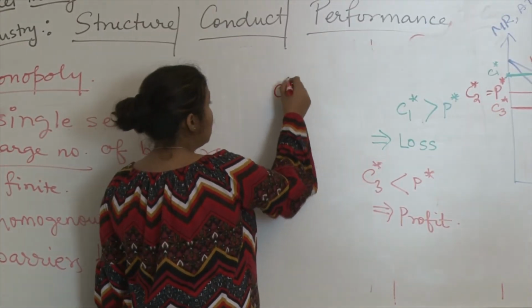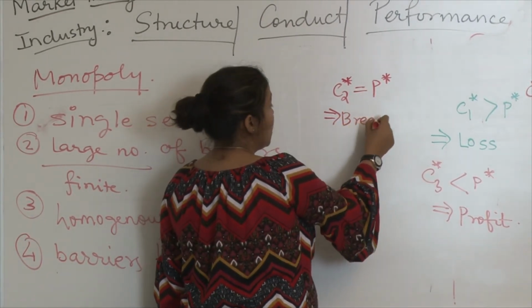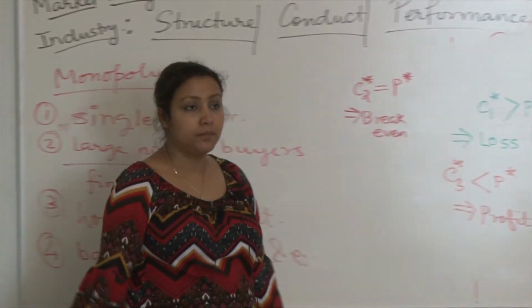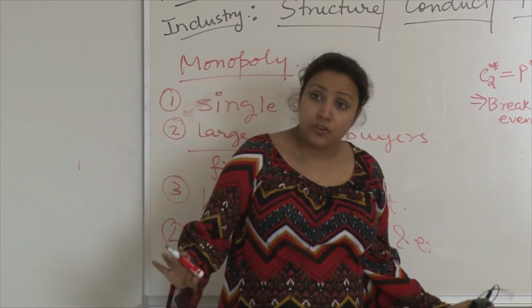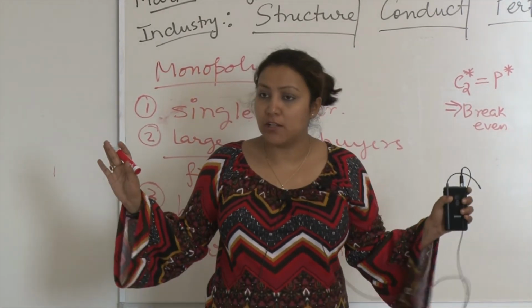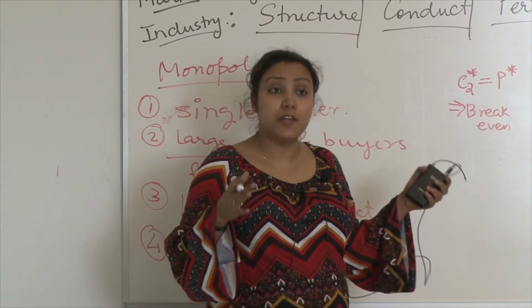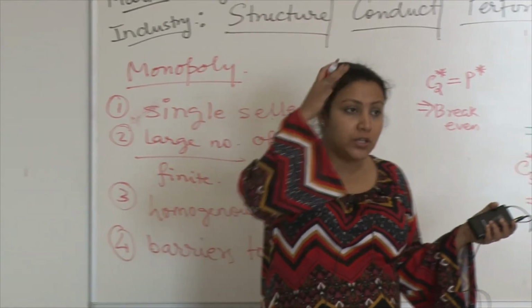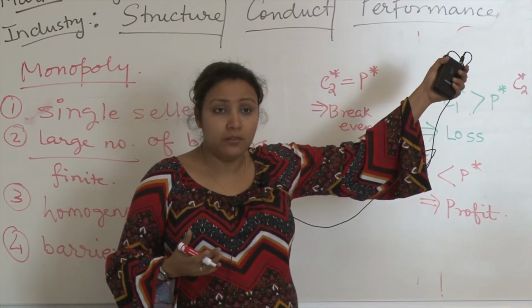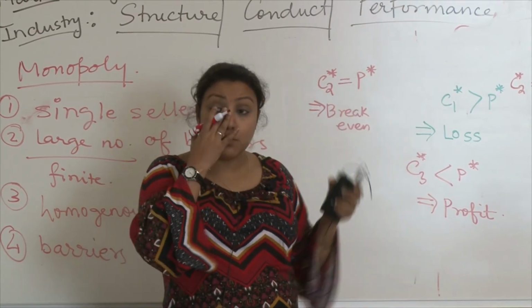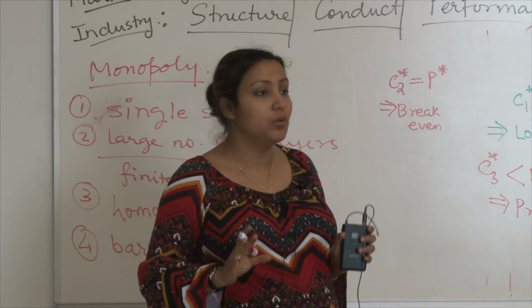So, in situation 3, C2 star is exactly equal to P star. That means there is 0 profit, 0 loss, which is break even. Do you agree? There is no profit, no loss. Now, once again reiterating that all these are not possible at the same time. You can either have a monopolist who makes profit if his ATC curve looks like ATC 3, that is between the demand curve and marginal revenue curve. He will make a loss if his ATC is like ATC 1, lying above the demand curve, and he will break even if it is something like ATC 2, where his cost is exactly equal to P star.